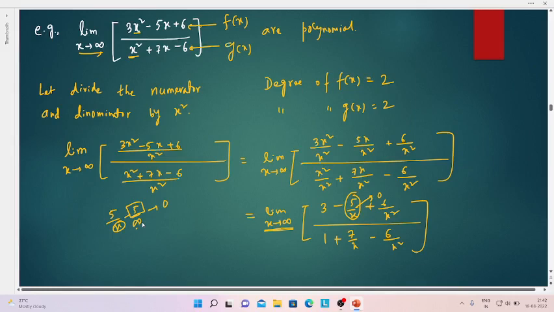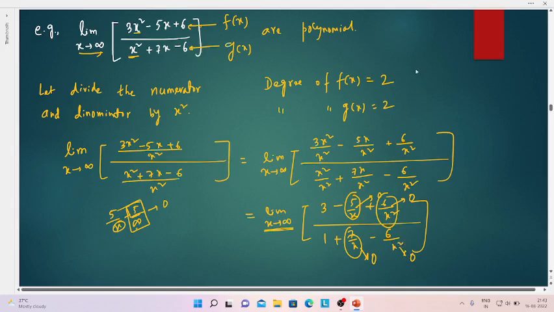Sitting in the denominator, that will try to make that particular expression 0, right? So 5 by x will tend to 0. Similarly, 6 by x square will also tend to 0. 7 by x will also tend to 0, and 6 by x square will also tend to 0.